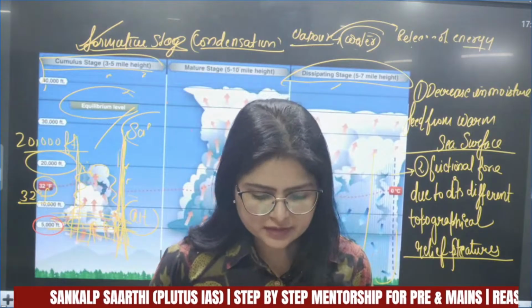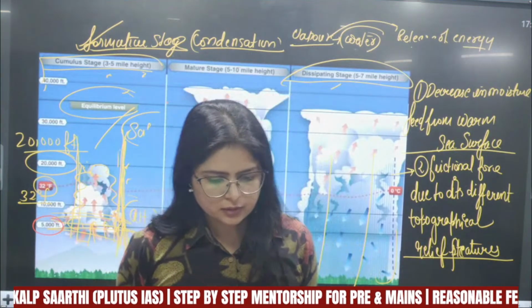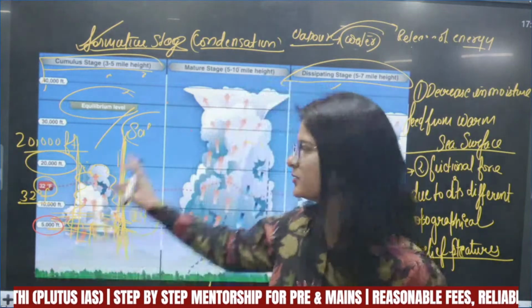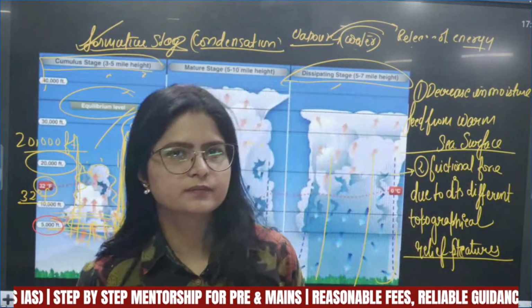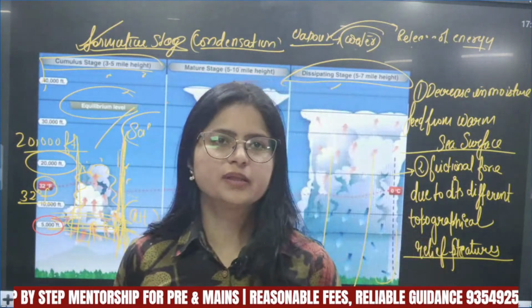The dissipation is so rapid that the system becomes a depression. मतलब पहले की स्टेज ही आ जाएगी, ये वाली स्टेज. The system becomes a depression or low pressure area within a day.